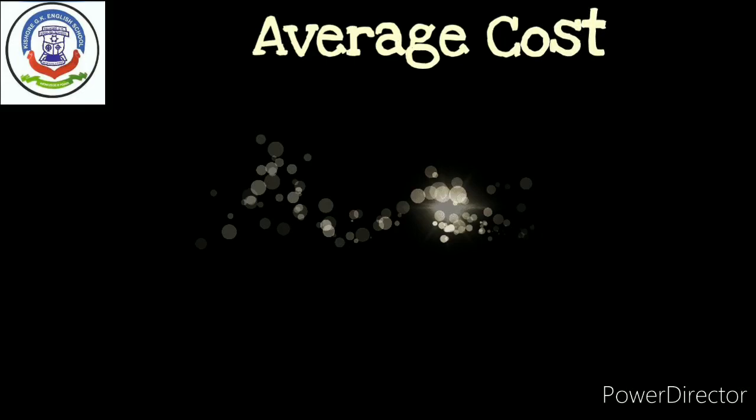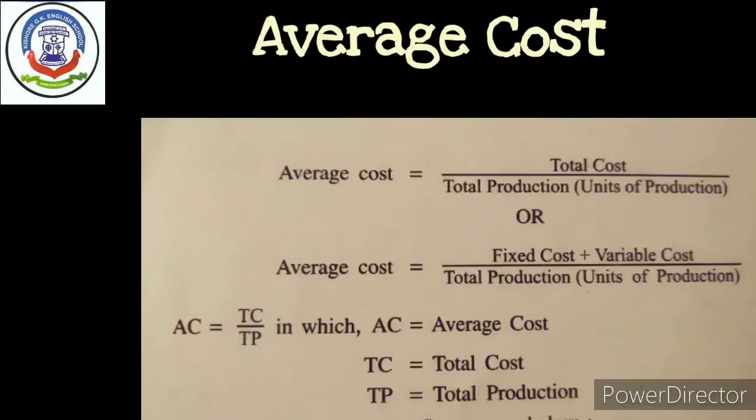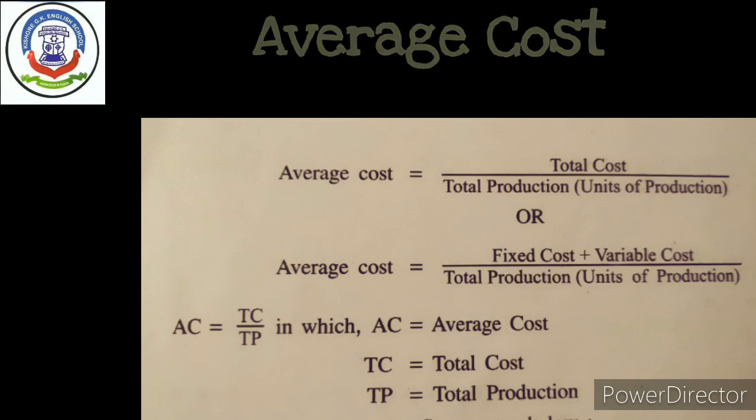Average cost. Average cost is also known as total average cost. Average cost is shown as per unit cost. This is obtained by dividing the total cost by units of production. Average cost is the total of average fixed cost and average variable cost. Average cost can be obtained by dividing the total cost of production, the total of fixed cost and variable cost. In formula, average cost is equal to total cost upon total production.